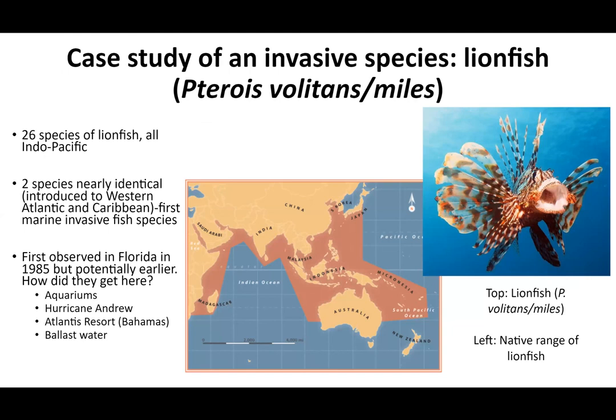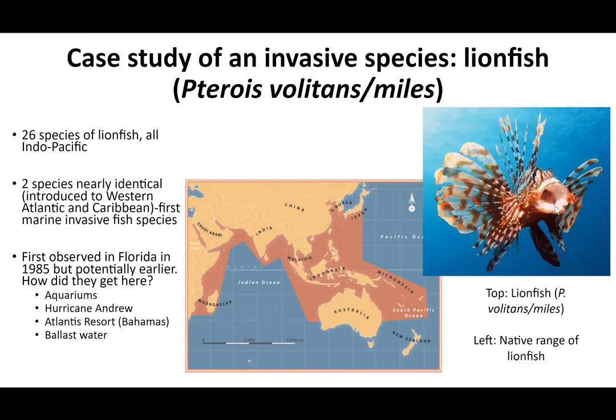We're actually going to talk about this in the context of a pretty cool fish. You guys have probably seen this fish before. It's the lionfish, Pterois volitans and Pterois miles. Two species of lionfish, really cool looking fish. You can buy them from aquariums.